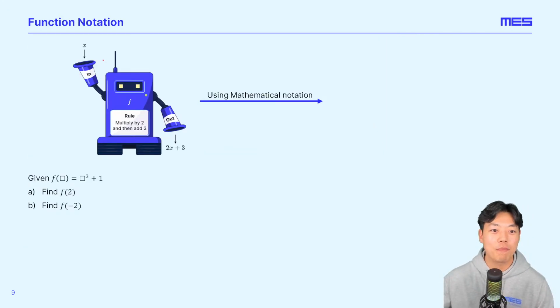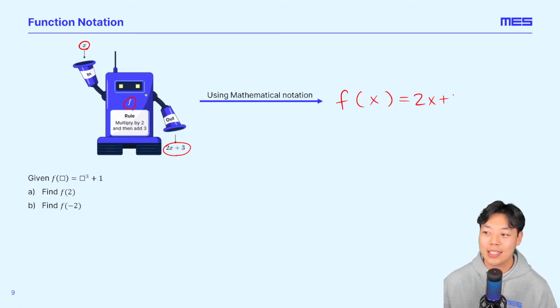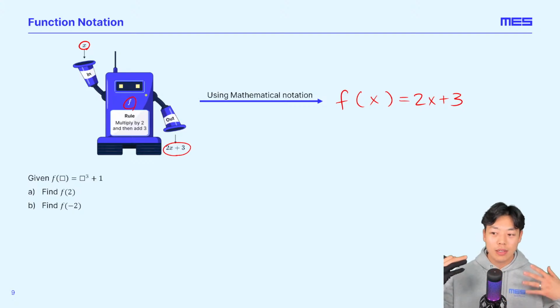So let's check this out. We input an x into this function, and we get 2x plus 3 out. What does that mean? If I have some function f and I plug in an x, I get 2x plus 3. That's what this means. But when I first teach functions, like I am right now, I use boxes to help you all not get confused with what an x is.